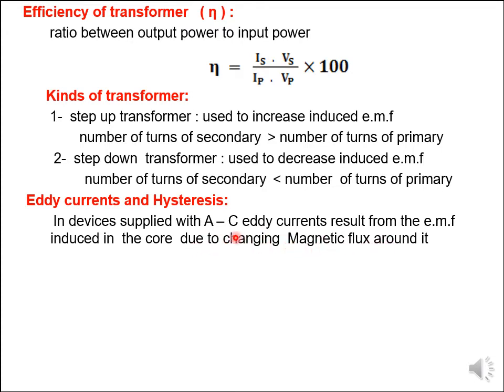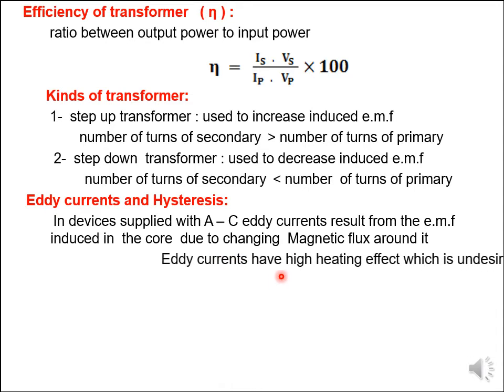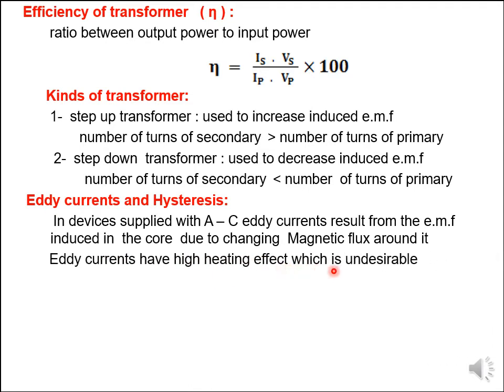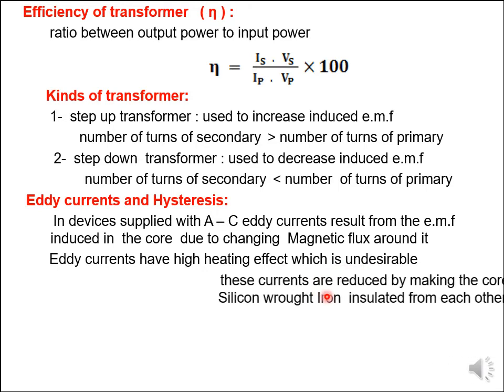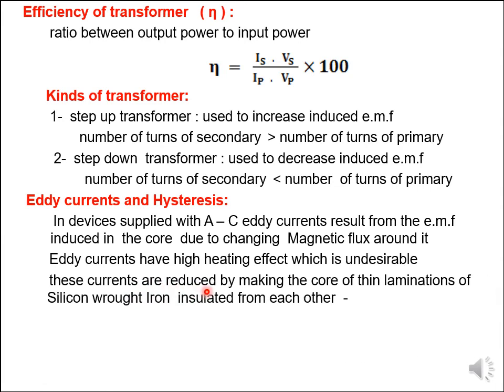So eddy currents are produced in the core of the device supplied with alternating current due to changing magnetic flux around that core. Eddy currents have a very high heating effect, which is undesirable. We don't want them. These currents, the eddy currents, are reduced by making the core of thin laminations, making the core of thin wrought iron sheets. Laminations means sheets of silicon wrought iron insulated from each other.